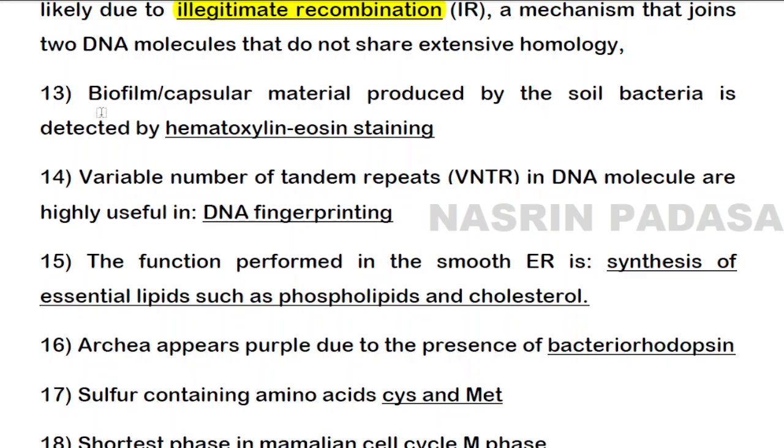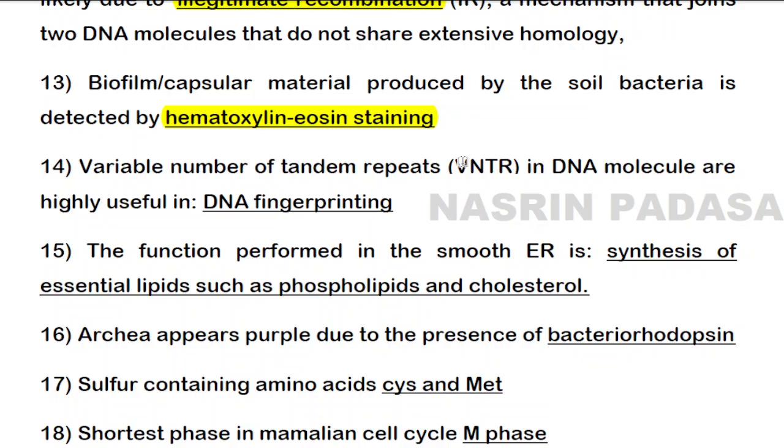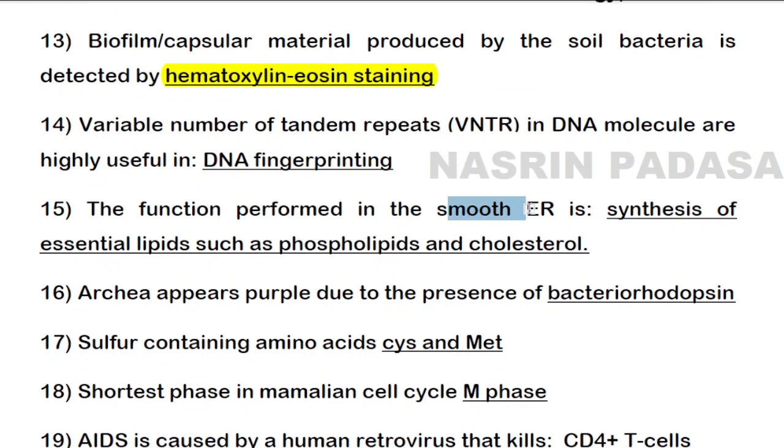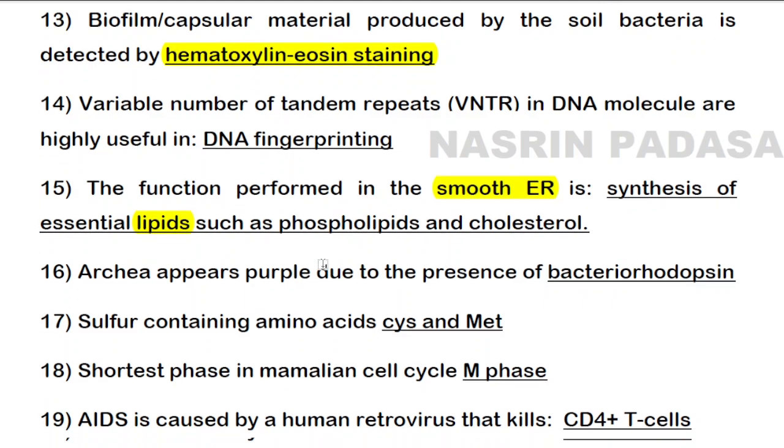13th question, biofilm or any kind of capsular material that is produced by soil bacteria is detected by hematoxylin eosin staining. The other staining techniques include Congo red or else acid fuchsin staining also can be employed for staining your biofilm. 14th question is variable number of tandem repeats in DNA molecule are highly useful for your DNA fingerprinting. 15th question is that the function performed by smooth endoplasmic reticulum is, what is the function of smooth endoplasmic reticulum? They are involved in synthesizing essential lipids like your phospholipid and cholesterol.